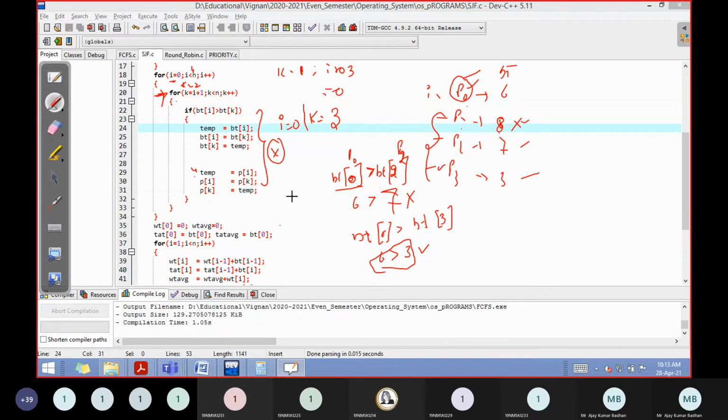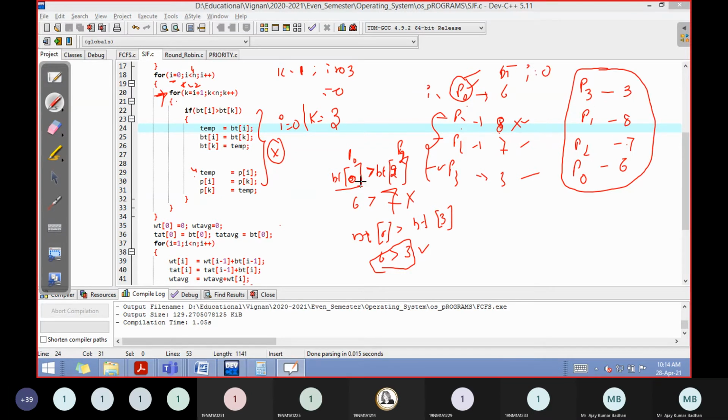We will simply swap it. What we are doing here is simply swapping those variables: temp equal to bt of i, bt of i equal to bt of k. So in this position I am bringing P3, and in this position I am placing P0. Now what is the burst time here for P3? 3. What about P0? 6. P1, P2: this is 8, this is 7. So after completion of the inner loop with the first process P0, I got this statement.